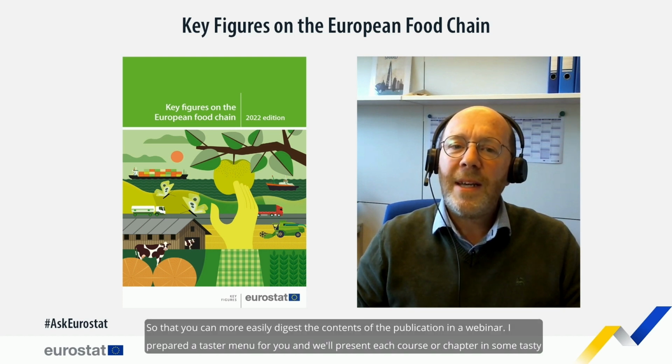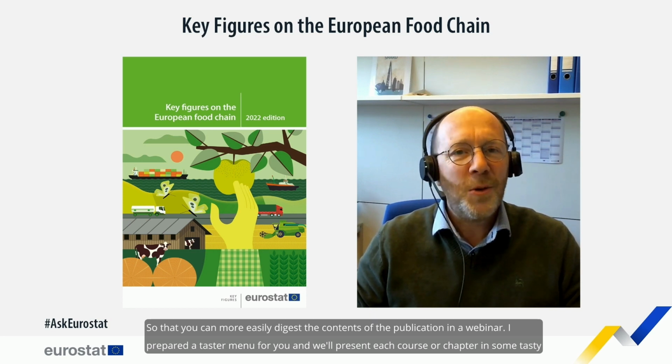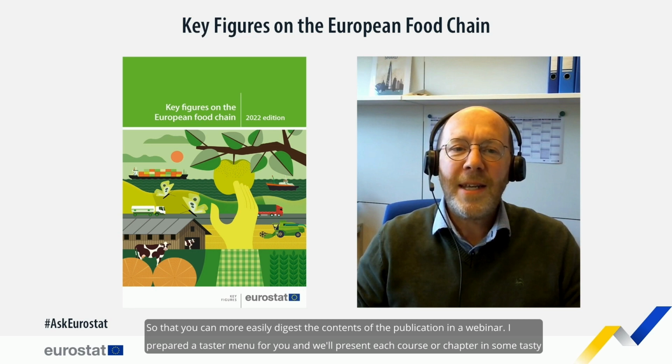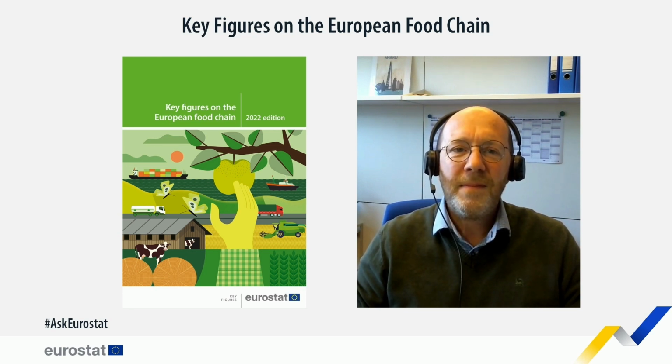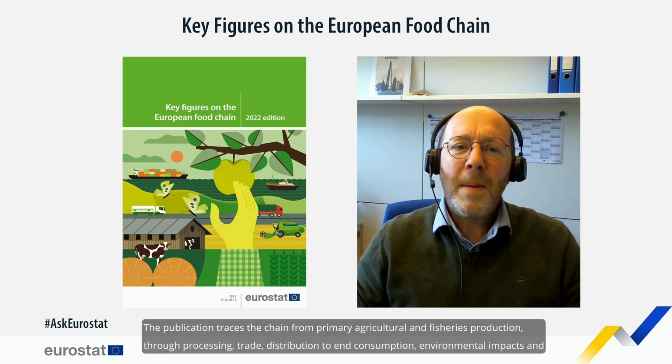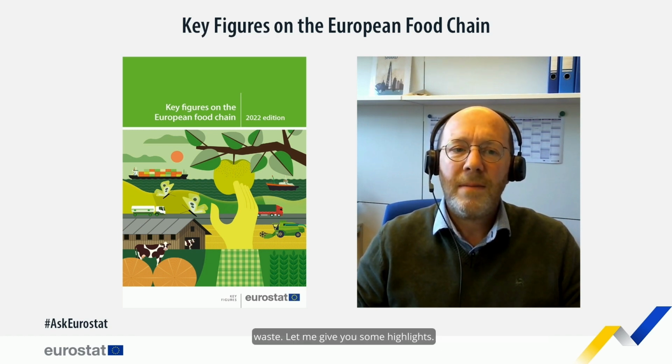So that you can more easily digest the contents of the publication in a webinar, I've prepared a taster menu for you and will present each course or chapter in some tasty bite-sized morsels for you. I hope you like it. The publication traces the chain from primary agricultural and fisheries production through processing, trade, distribution to end consumption, environmental impacts and waste. Let me give you some highlights.